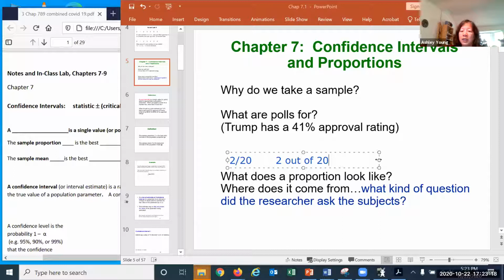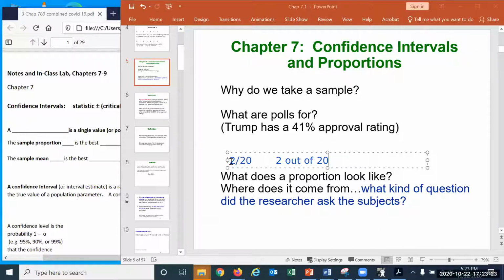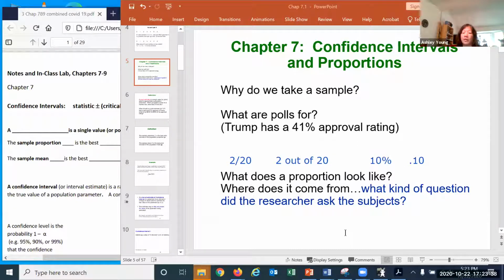Out of means divide by. 2 out of 20 means divide by 20. That's a good thing to make sure you guys realize. Or it might look like a percentage. 2 out of 20 is 10%. Or it might look like a decimal, 0.10. Those are all proportions. Is everybody on board? Cool.